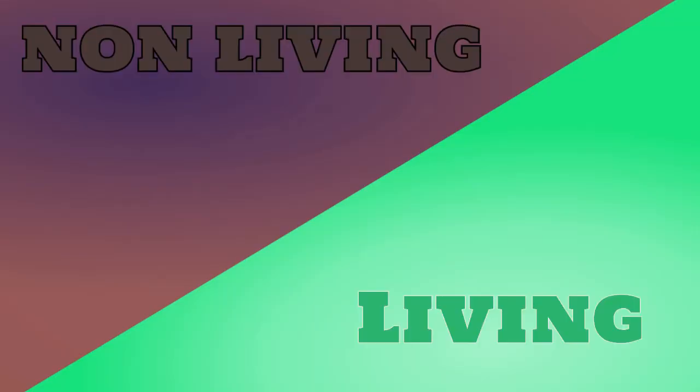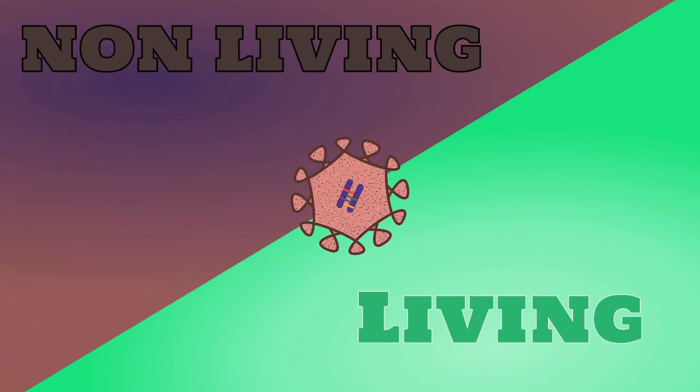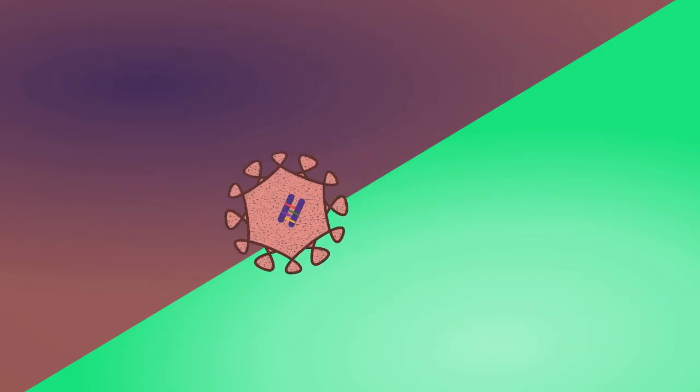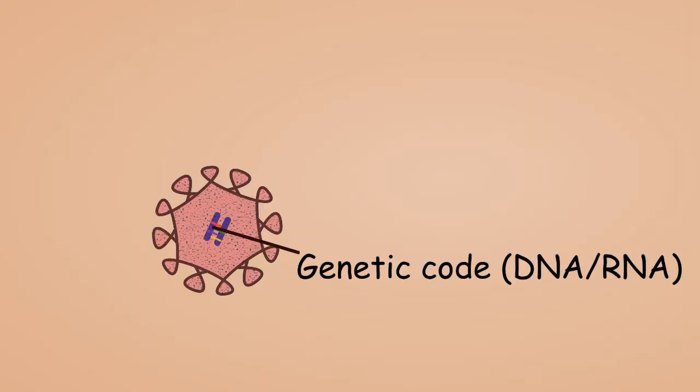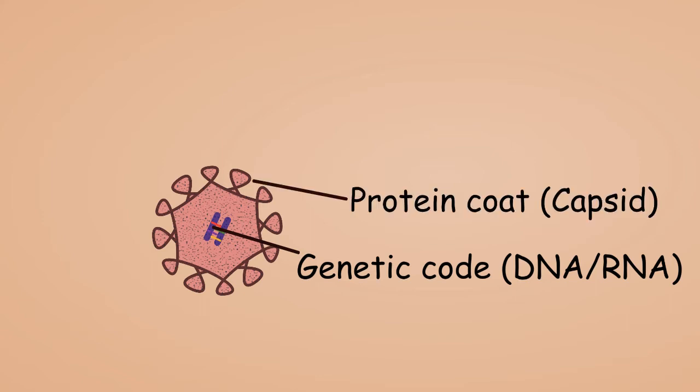Well, viruses are actually confusing and hard to understand whether to actually group them as living things or not, because a virus is basically made up of just genetic code surrounded by a protein coat, also known as a capsid. And that's it. They don't have any legs, they don't have any mouth, they don't have any lungs, they don't show any signs of life, they don't grow or do anything.